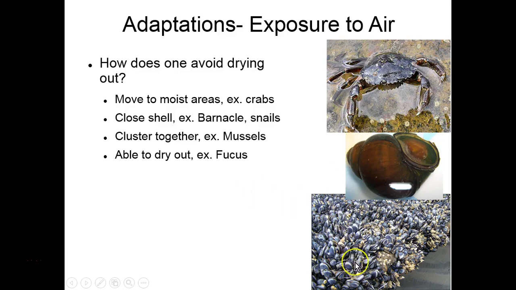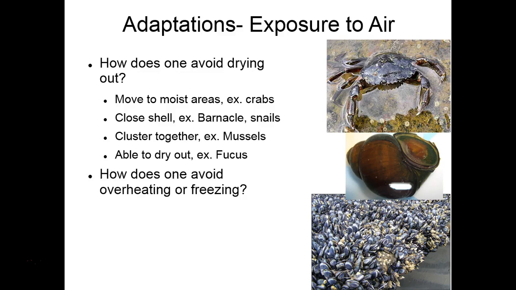And then mussels, which grow attached to the rocks, tend to grow very close together, and in doing so, they trap moisture in between them. They have a shell which they can close off, but even if their shell is slightly open, they're still in a fairly moist environment. Or you can just be able to deal with it, such as the fucus, which is rockweed, a type of brown algae. It can actually dry out up to 90% of its body and still survive.